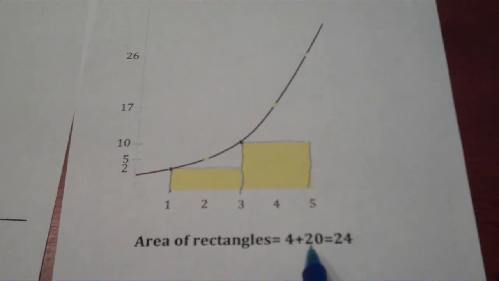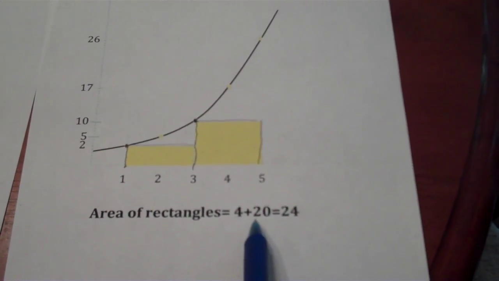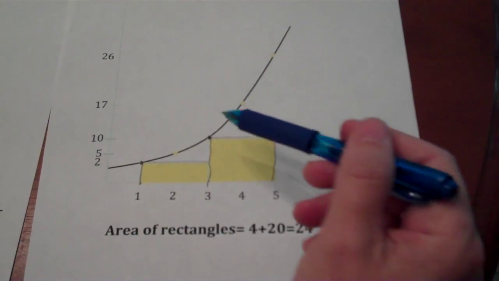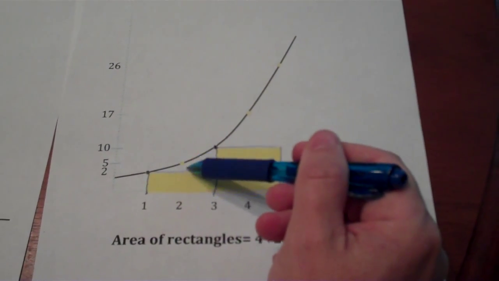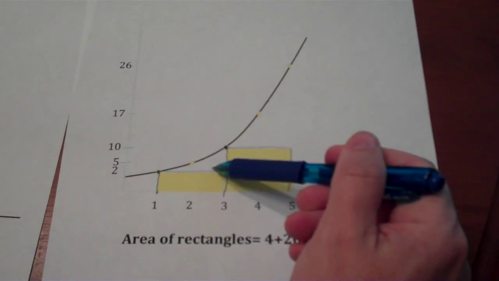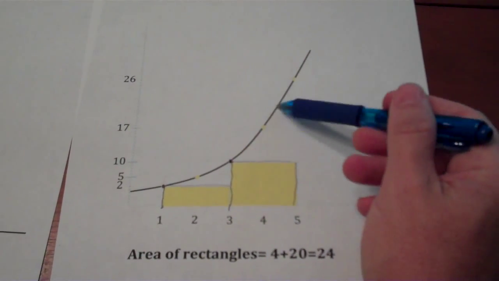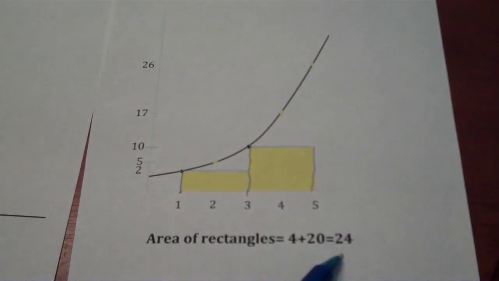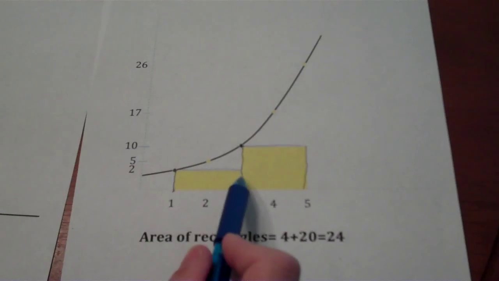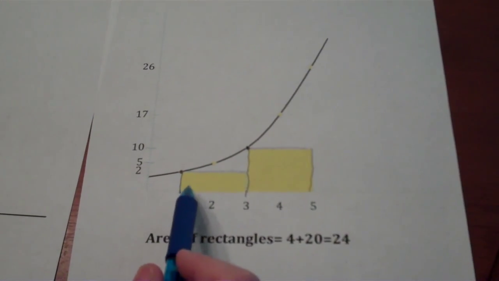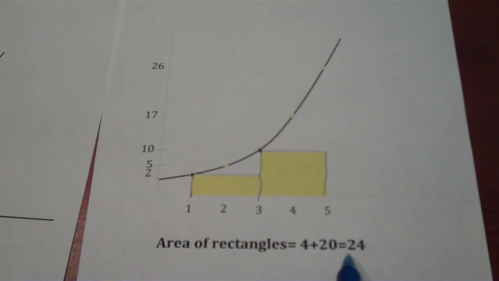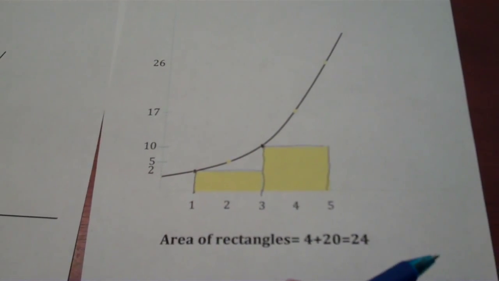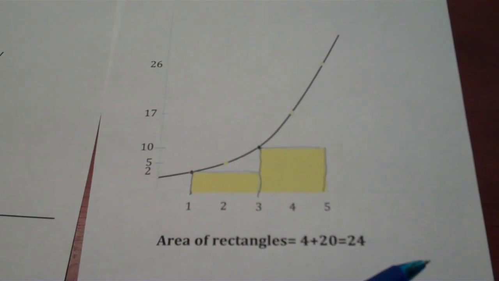So 10 times 2 is 20. So the area of my rectangle was 24. Now notice when I use these values, there's some extra space left over here, and extra space left over above this rectangle. So this area is too low. When I did my left to right, or my left sums, these ended up being too low. So this is the lower estimate. I know that the actual area underneath this curve would be more than 24.